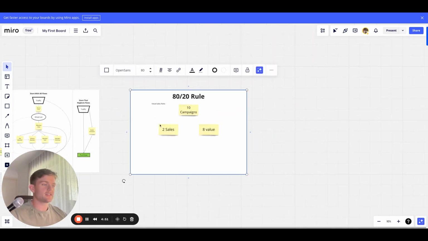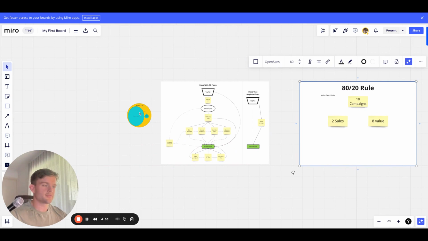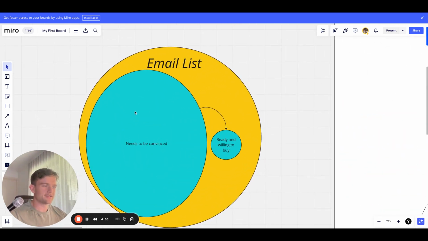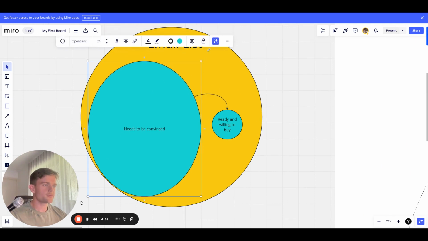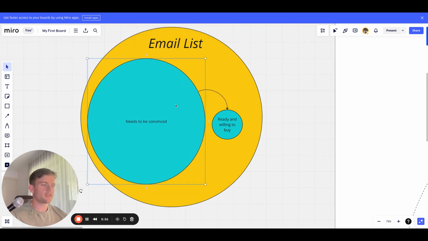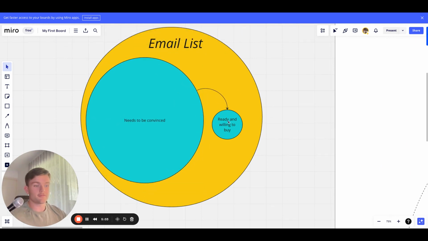And this graph over here explains it really well. This very simple, ugly looking graph. If you have your whole email list, only a small percentage of those people are ever going to be ready and willing to buy right now. So if 9 of your emails are trying to sell your products or offering sales or discounts, the majority of your emails are appealing to the minority of your list, where the majority of your list still needs to be convinced to buy.